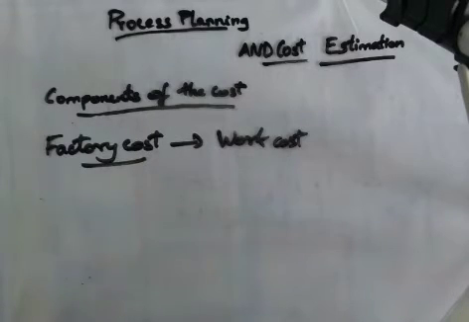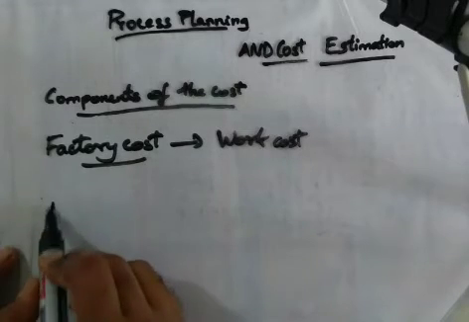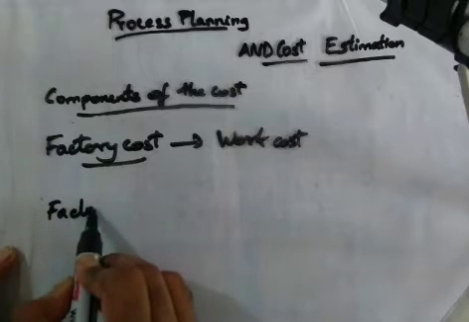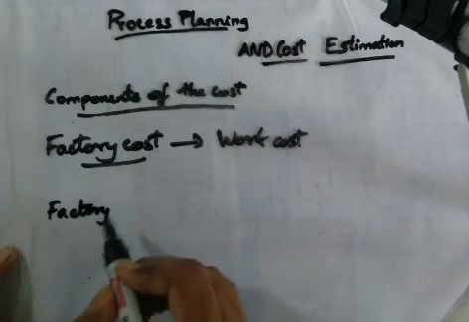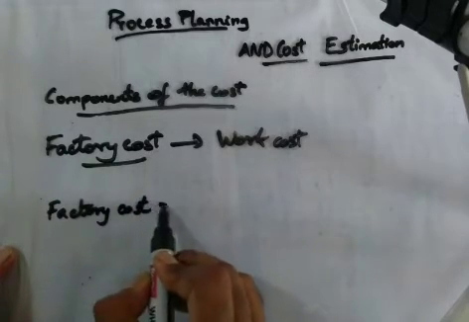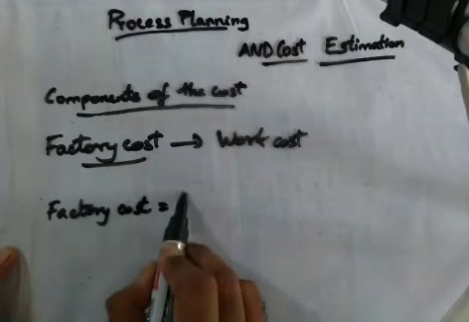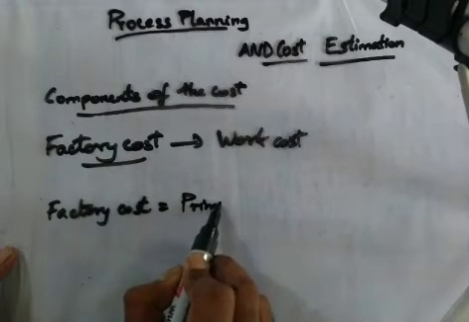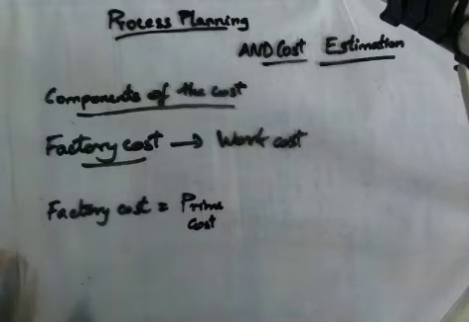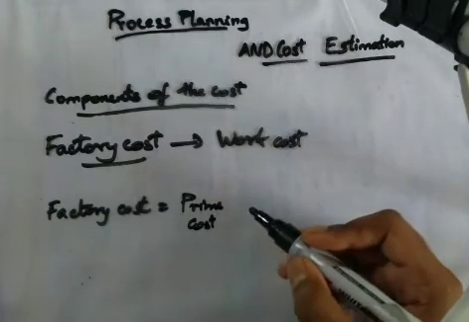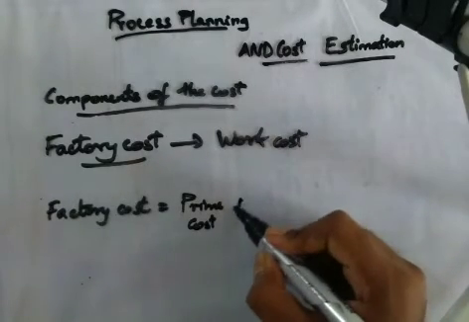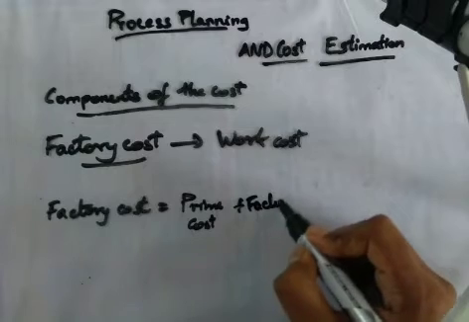The factory cost is the second step in the estimation of selling price. So factory cost is equal to prime cost, the cost we got in the first step, plus this cost, factory expenses.